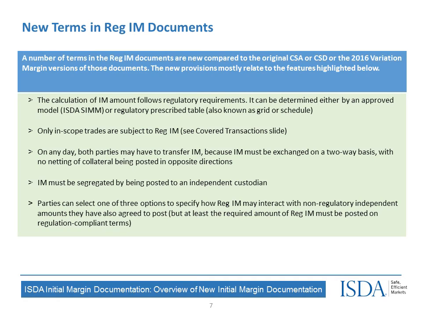A number of other key differences that you'll see in the Reg IM documentation from the 94, 95, and some of the other historical documentation that Mark went through is the way in which the parties calculate Reg IM. So the regulatory requirements are that you calculate IM in one of two ways, either through an approved model or on the basis of the regulatory prescribed tables, also known as grids. The other question that will come into play when you're documenting your Reg IM relationships is what transactions are in scope.